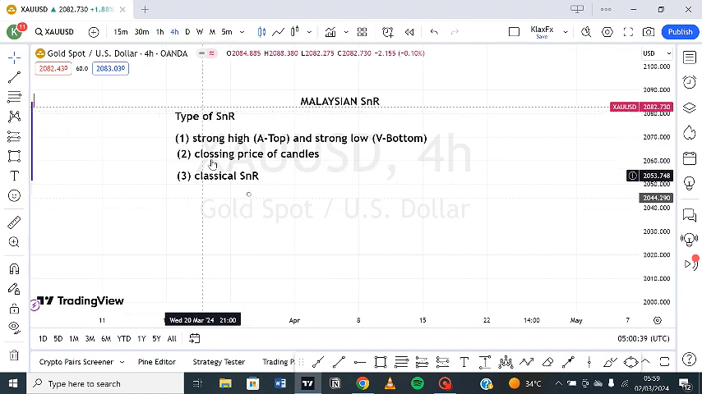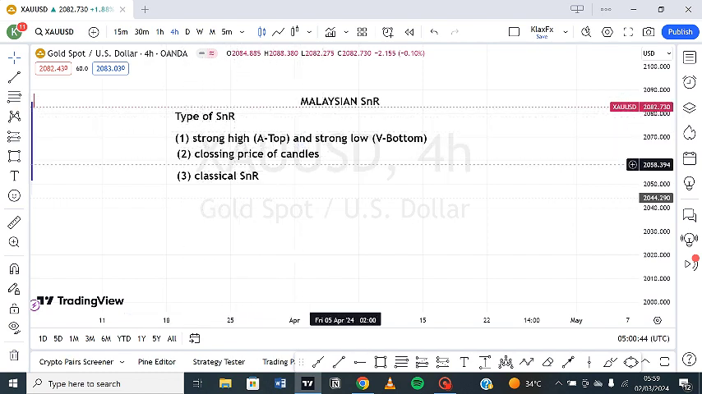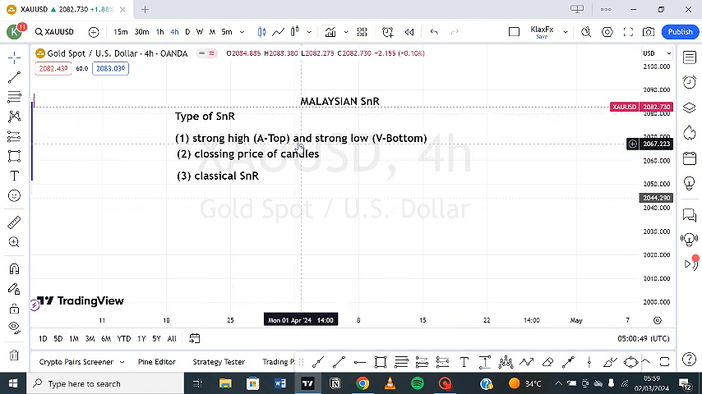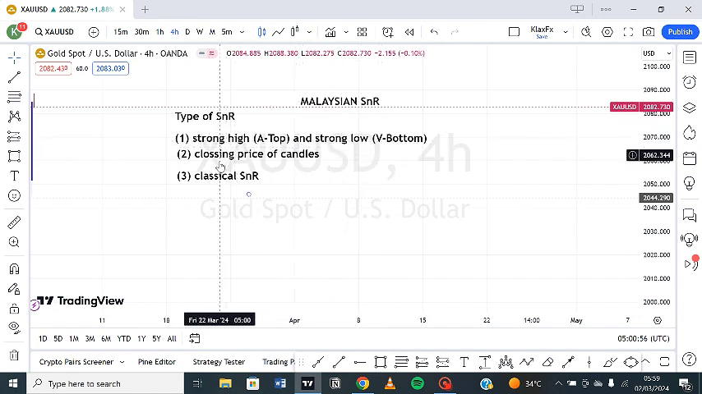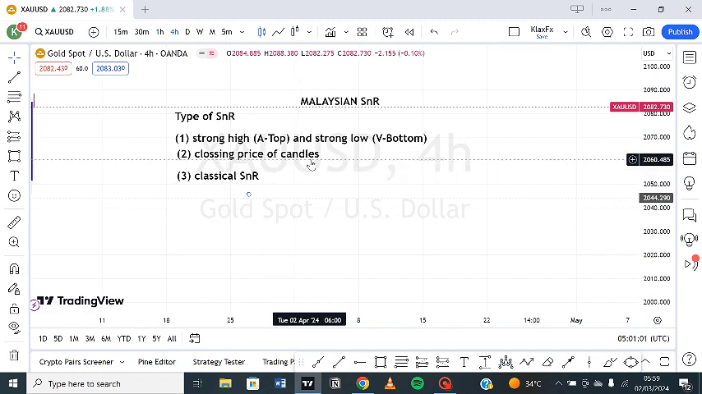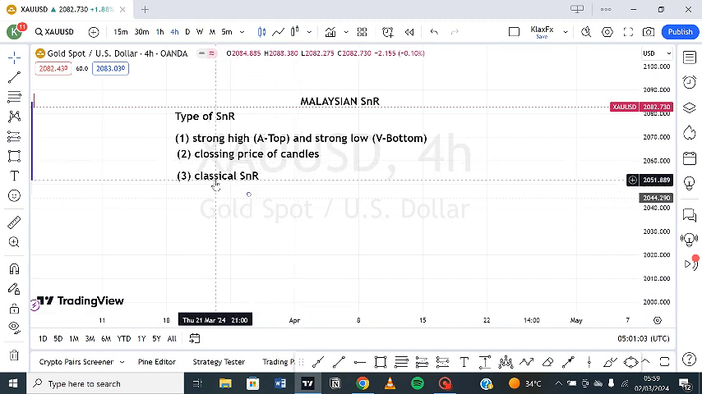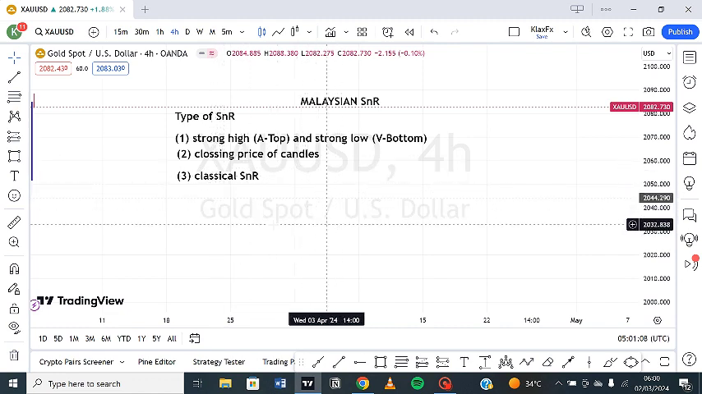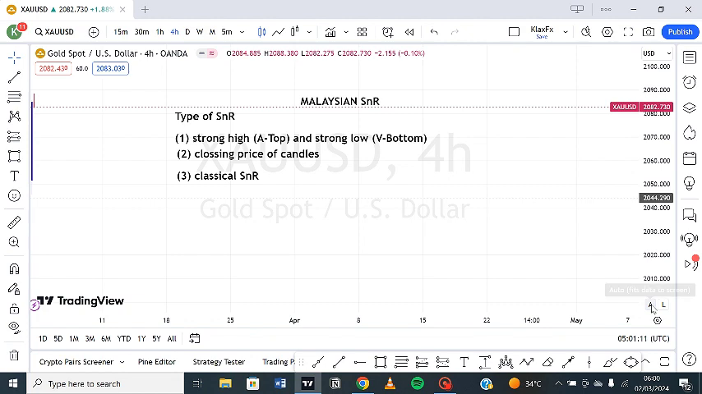Now, we have three types of Malaysian SnR. The first one is the strong high, called the A top, and the strong low, which is called the V bottom. Then the second type of Malaysian SnR is the closing price of candles. And the third type of Malaysian SnR is the classical SnR. Now let me draw some examples here.